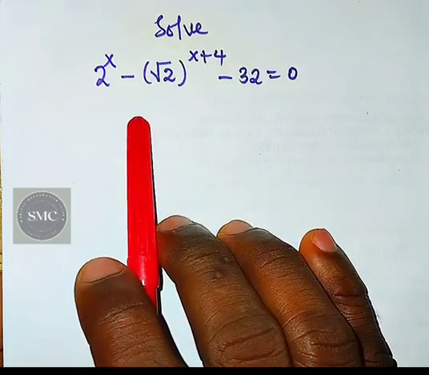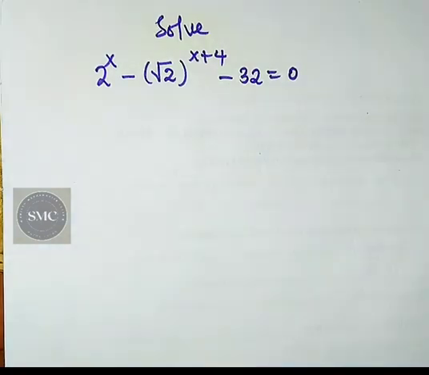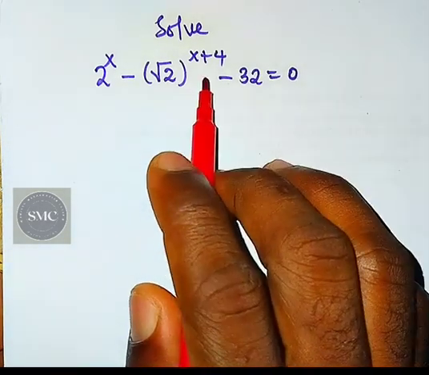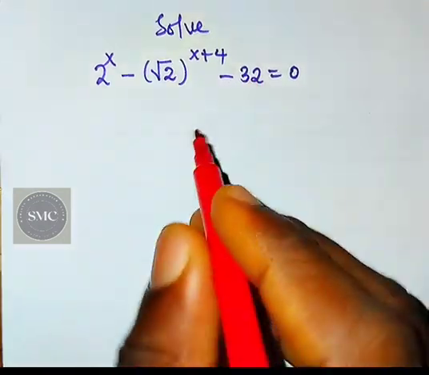In today's tutorial we are going to be solving this problem here. Now I would like you to stay focused and see what we are going to do. We have 2 to the power x minus root 2 to the power x plus 4 minus 32 equals 0. So therefore we are going to manipulate something here.